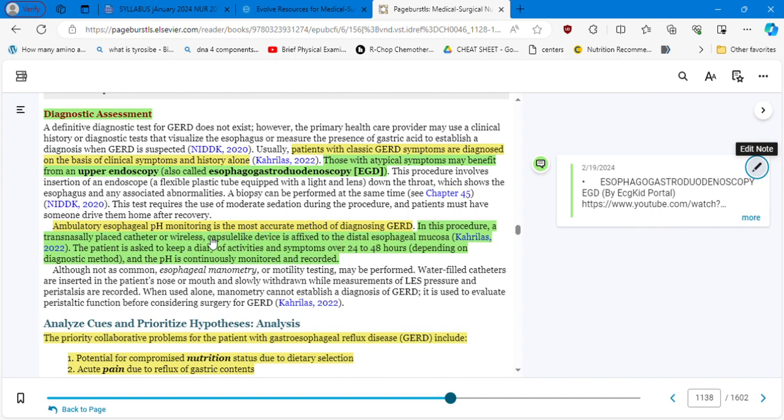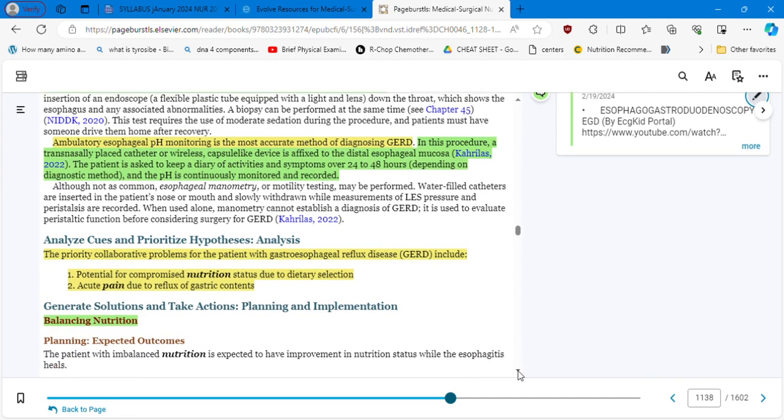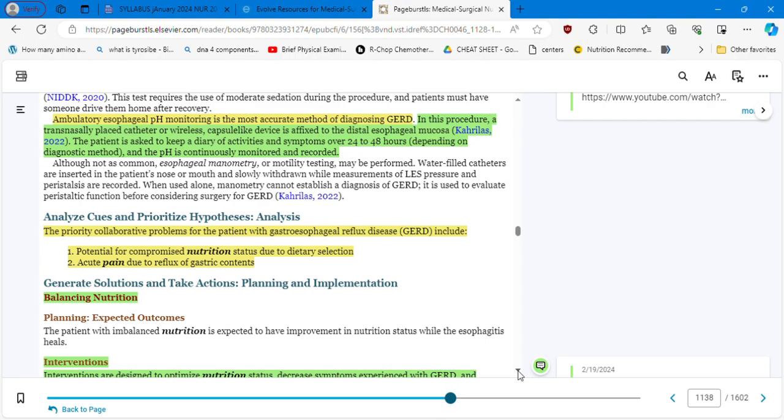In this procedure, a transnasally placed catheter or wireless capsule-like device is affixed to the distal esophageal mucosa. The patient is asked to keep a diary of activities and symptoms over 24 to 48 hours, depending on the diagnostic method, and the pH is continuously monitored and recorded, right? Because they are checking the level of acidity. The level of acidity is going to tell you how much inflammation, how much that tissue is at risk.